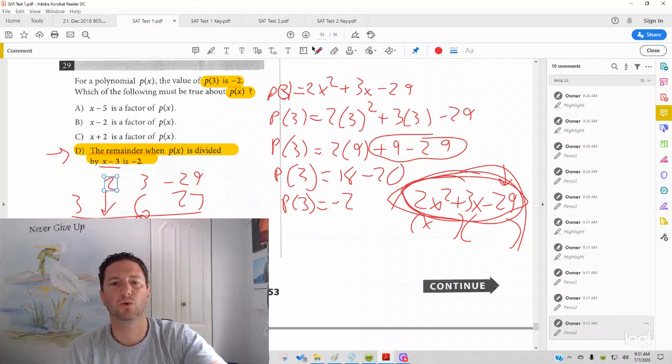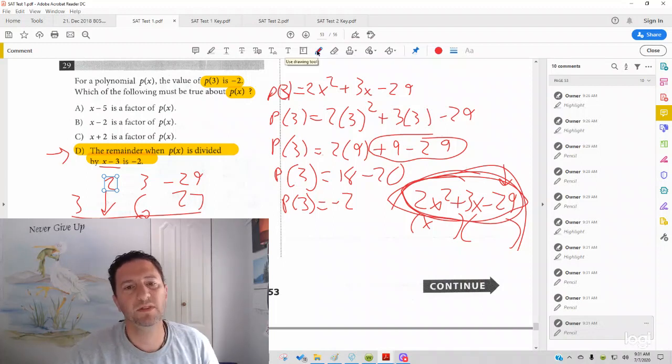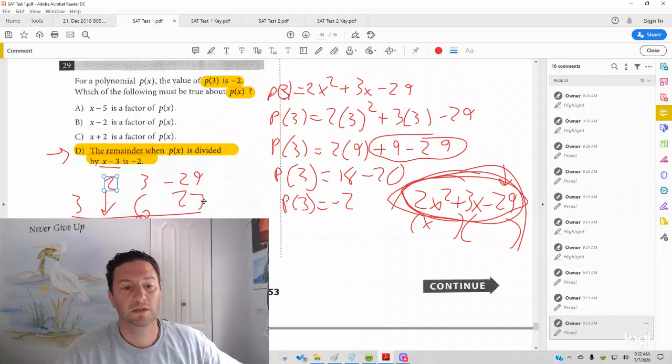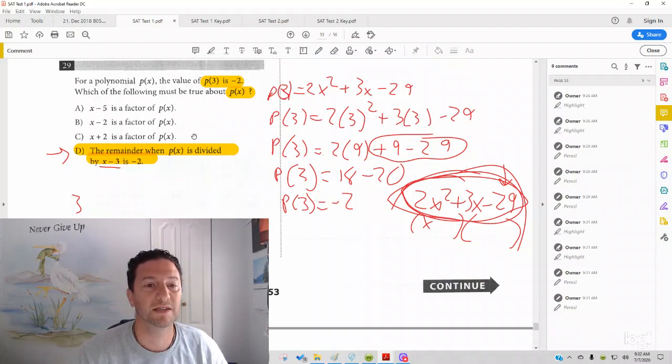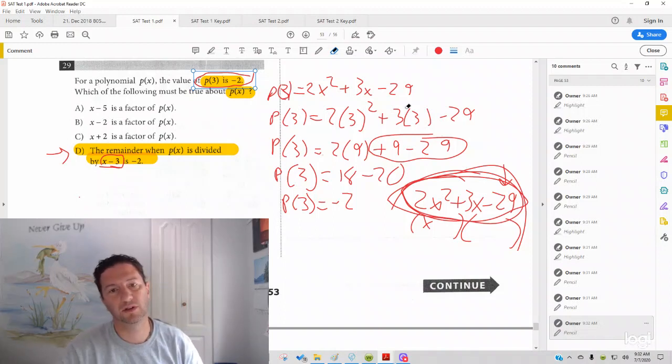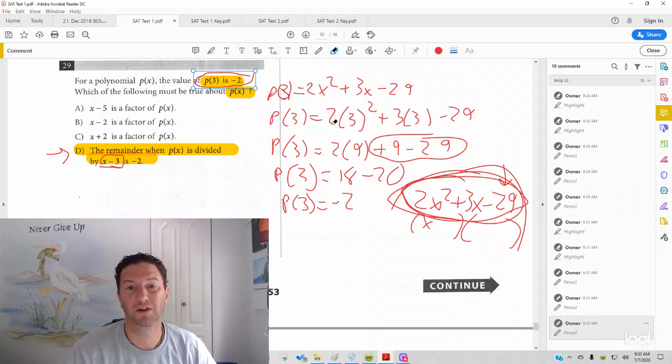Now, here comes your rule, so that you don't have to do any work at all. The rule is, if p of 3 is negative 2, then notice the relationship here. The opposite of that 3 is negative 3. If p of 3 is negative 2, then when you divide by x minus 3, negative 2 will always be your remainder. So as long as you follow that, you're good, and there's actually no work to be done at all here.